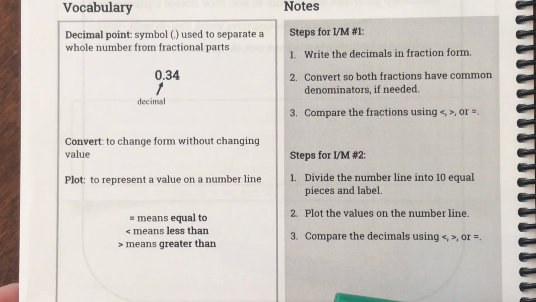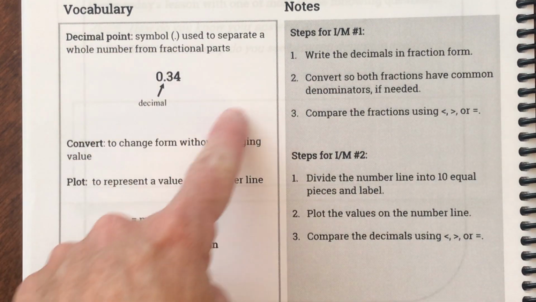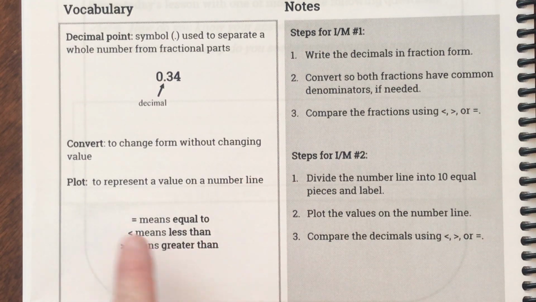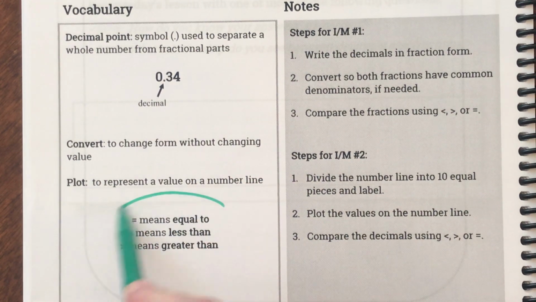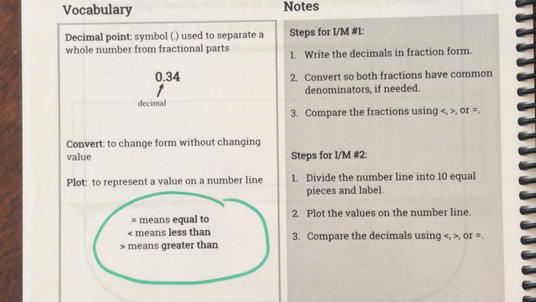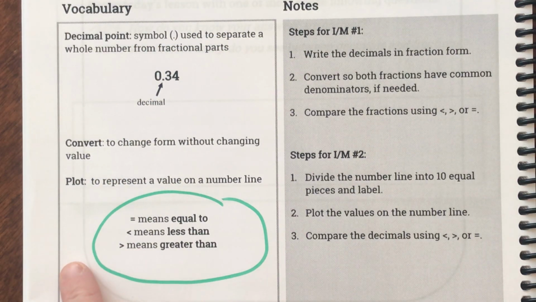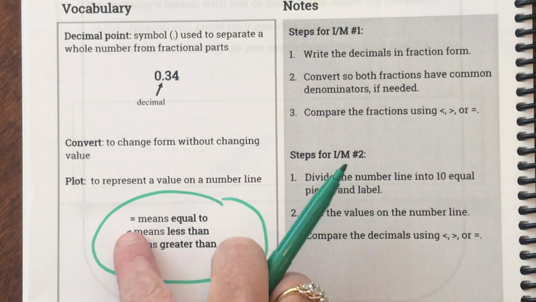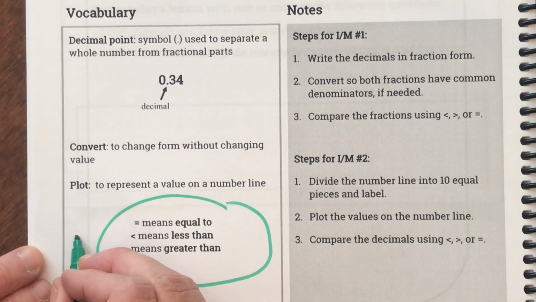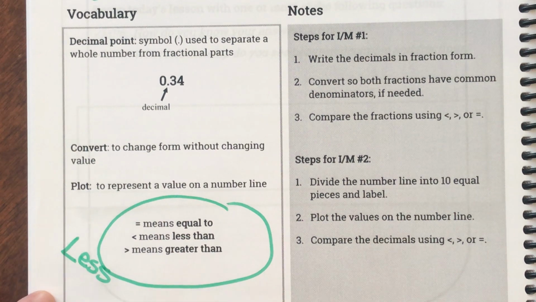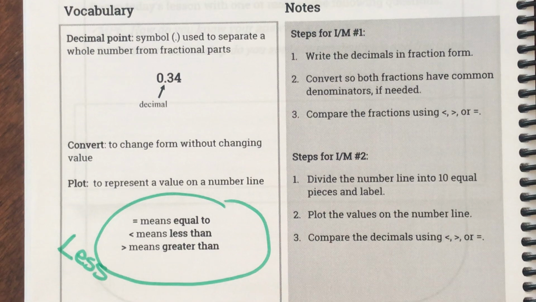Okay, let's look at our vocabulary. Our first part is reminding us what a decimal is. Our second is reminding us what convert means and plot. Here's our new part. They're just reminding us about our comparison symbols. So I always still remember that my alligator mouth is going to grab the larger one. I also remember the less than sign, because I could write the word less after it. So that helps to remind me about that.